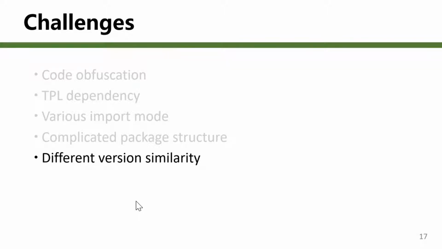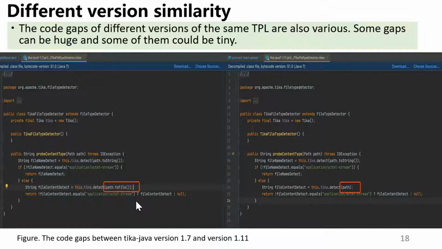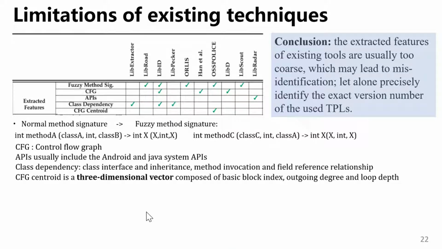The fifth challenge is different version similarity. This is because the code gaps between different versions of the same TPL vary. Some gaps can be huge and some of them could be tiny. Here we can see an example. It's two versions of the same TPL, but we only found one operation is different. Therefore, we should carefully choose the feature granularity so that we can distinguish different versions.